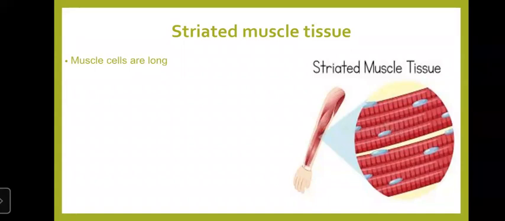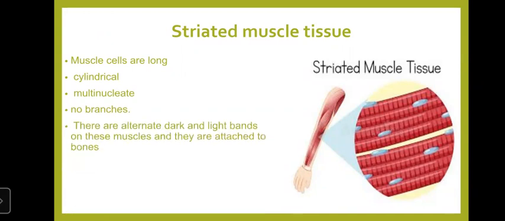Okay, let us see these characteristics one by one. Muscle cells are long, they are cylindrical in shape, they are multinucleated, there are no branches, hence it is called unbranched. There are alternate dark and light bands on these muscles, hence they are called striated muscles. They are attached to the skeleton from the head to the tip of your toes and your hands. Hence, they are also called the skeletal muscles.